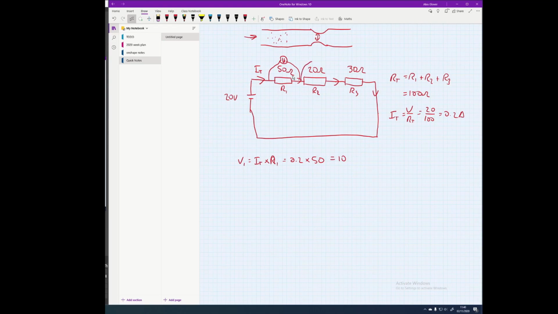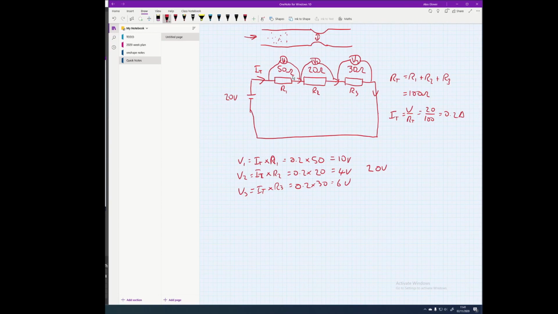We do the same with V2. V2 is IT, the total current, times R2, 0.2 times 20, which is 4. So it should be volts. And then V3, the voltage here, equals IT times R3, which is 0.2 times 30, which is 6 volts.